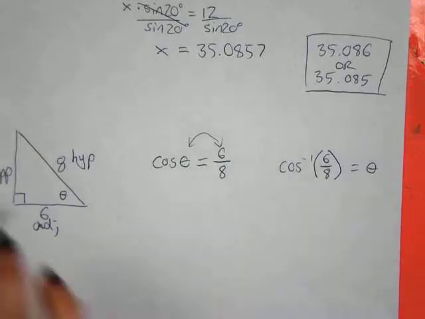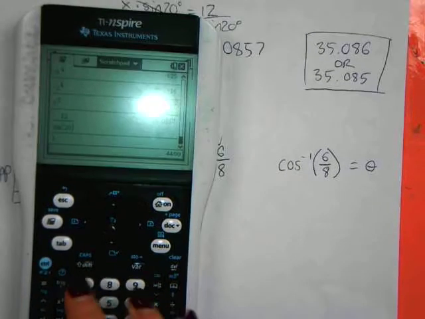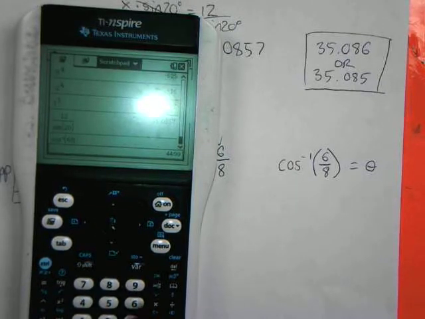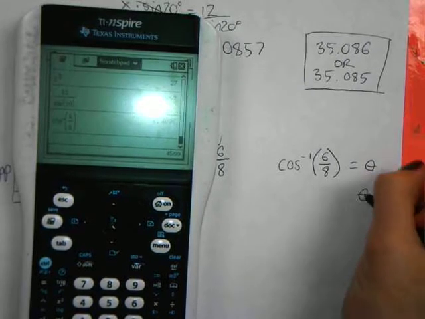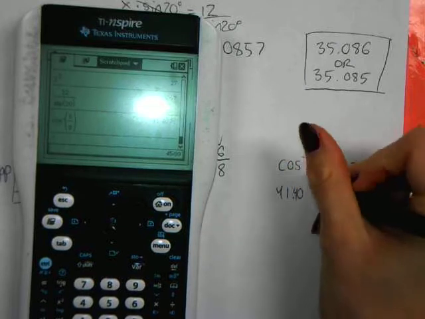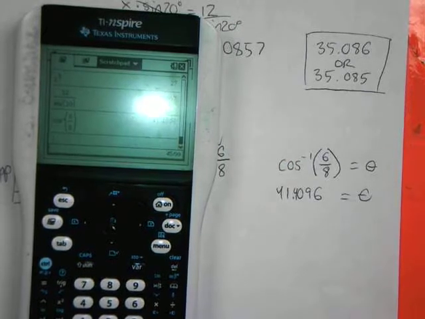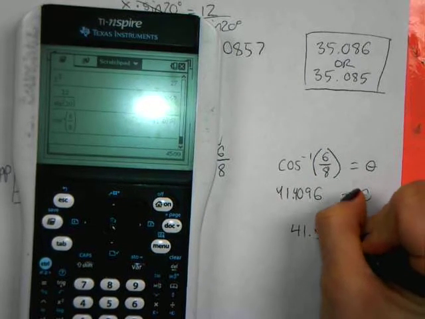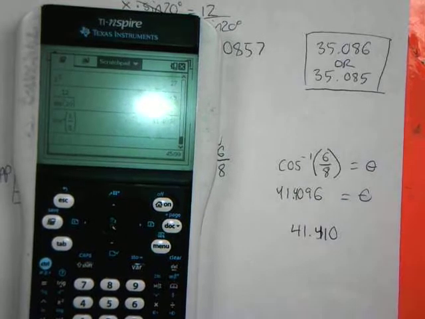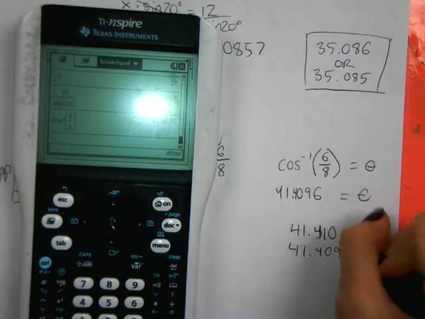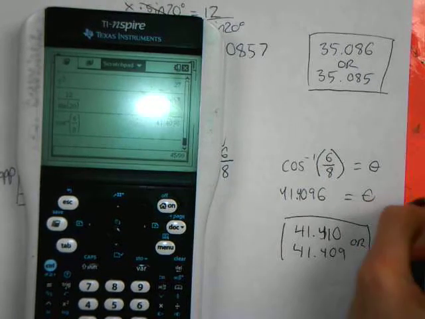So I'm going to plug this into my calculator. Inverse cosine of 6 divided by 8, and that gives me theta equal to 41.4096. So again, either rounding or truncating, I could get either 41.410 or 41.409. Either one of these I would take.